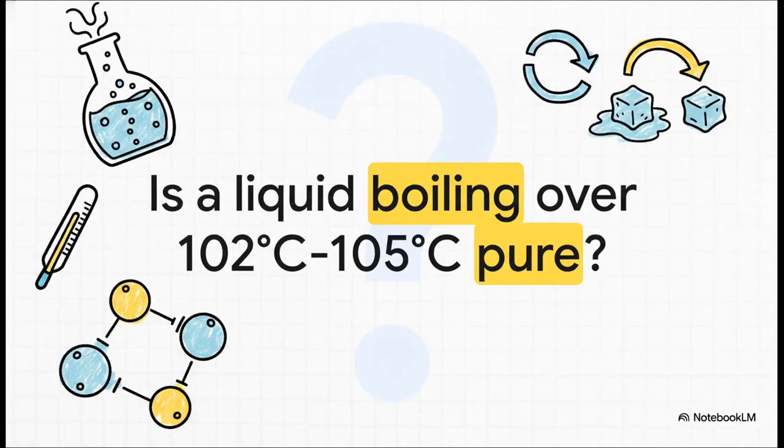Before we go, I want to leave you with one final provocative test question to check your understanding. If an unknown liquid boils over a broad range of 102 to 105 degrees Celsius, is it pure? And secondly, what type of change is the physical act of boiling? Think carefully about the rules for impurities and reversibility that we covered today. If you can answer that confidently, you are in fantastic shape.